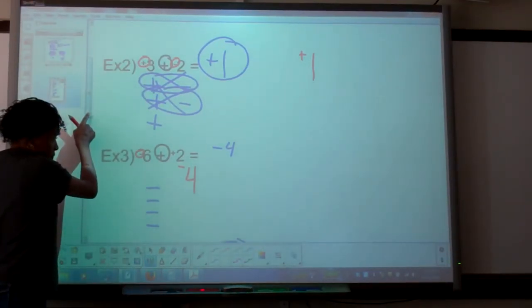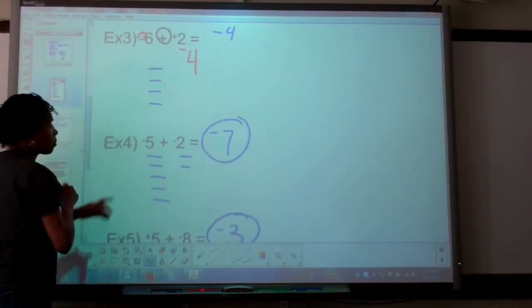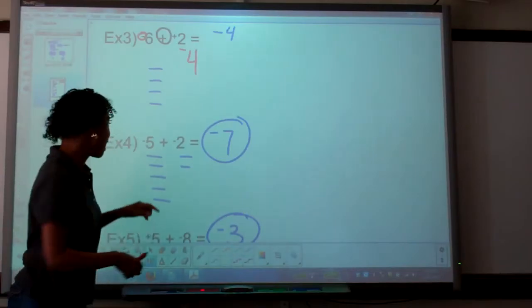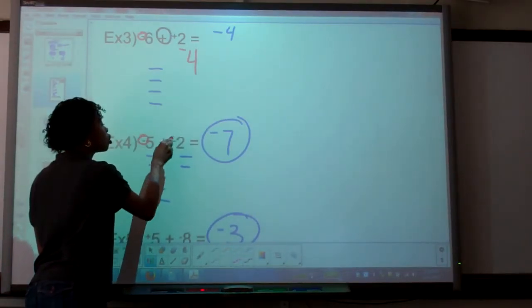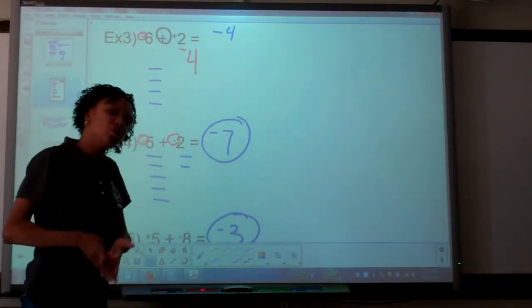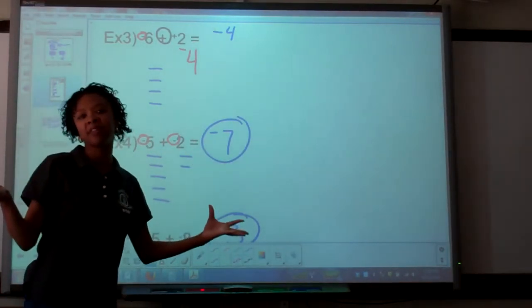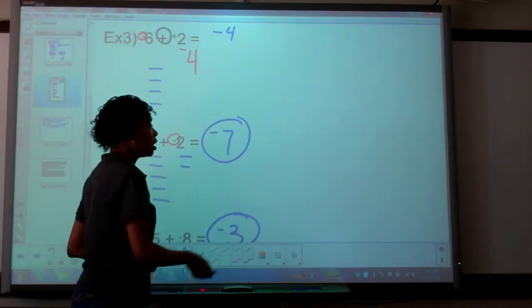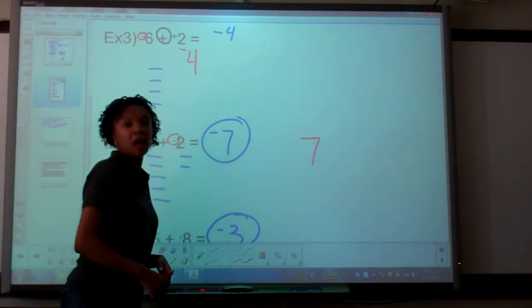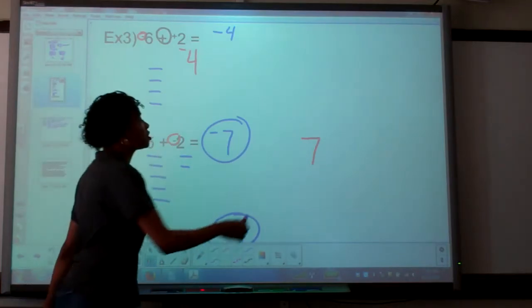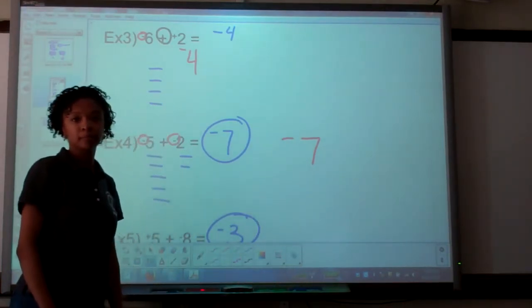Next, let's look at example number 4. Again, I'm adding integers. This time I'm adding integers with the same charge. When I'm adding integers with the same charge, negative and negative, you just add them. This is just 5 plus 2. 5 plus 2 is 7. How do I know if the 7 is positive or negative? Well, both of them are negative, so you just slap the negative back on there.